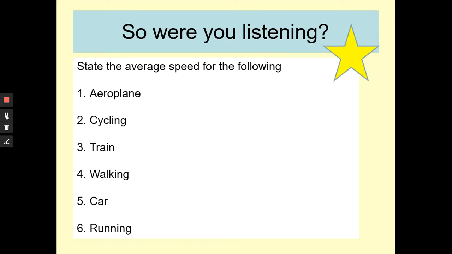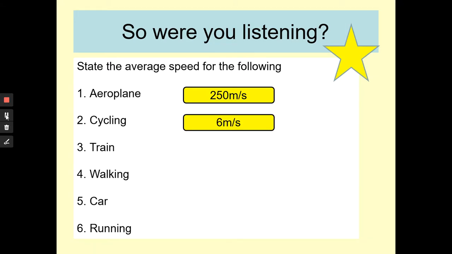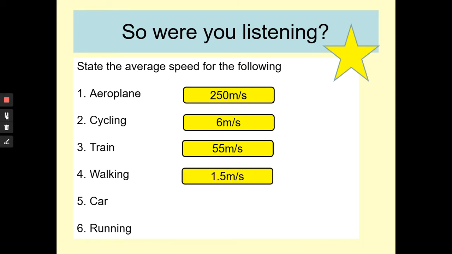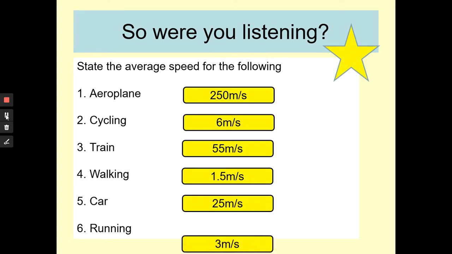How did you do? So the aeroplane is the fastest one, so that's your 250 meters per second. Cycling is your fastest human activity, so that's your 6 meters per second. Train at 55. Walking, that's your slowest one, so that's the one I need you to learn, that's your 1.5. Your car at 25 meters per second, and then running in there at 3. So again, really important that you understand those are the speeds you're expected to know off by heart.